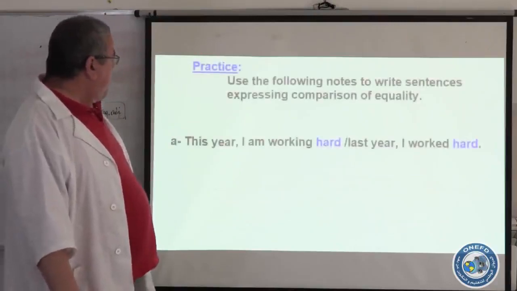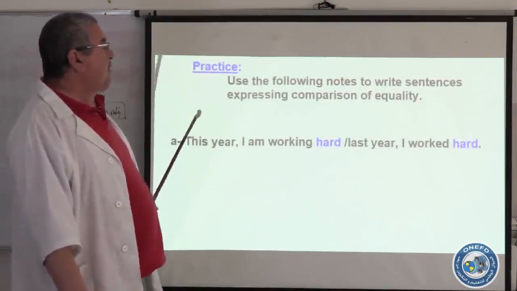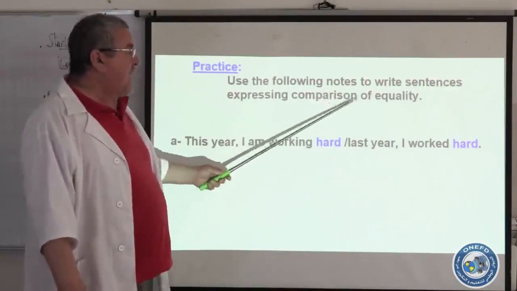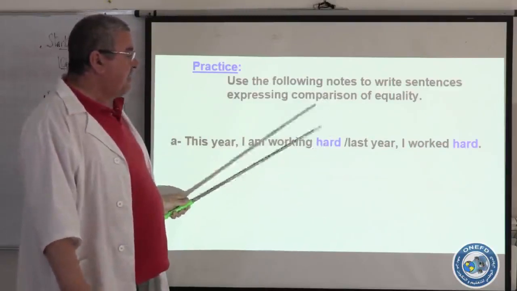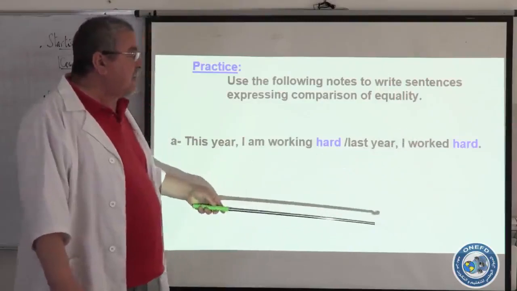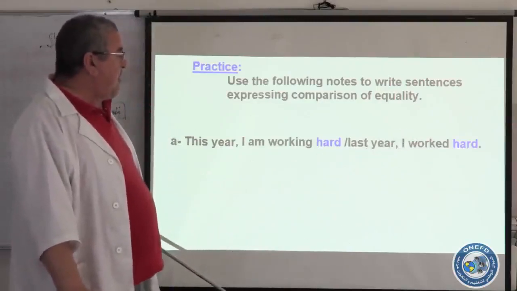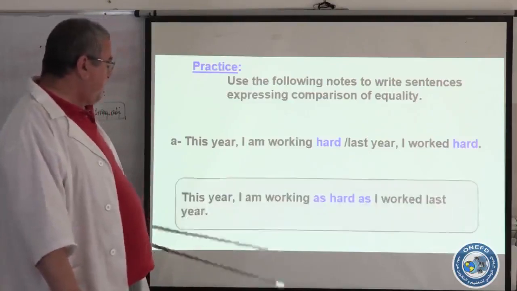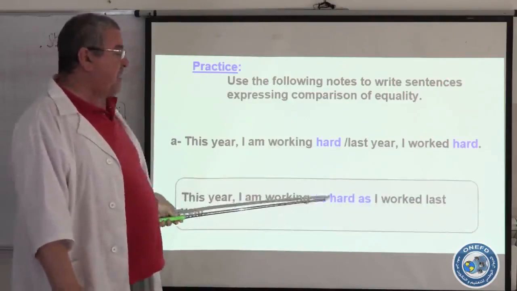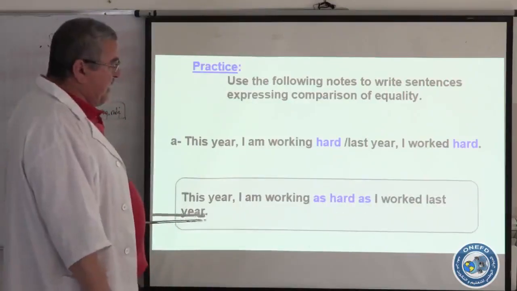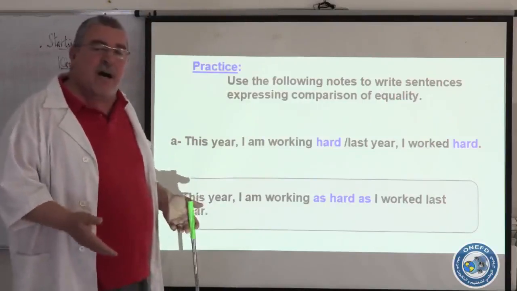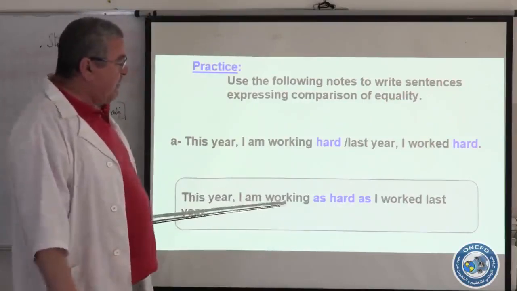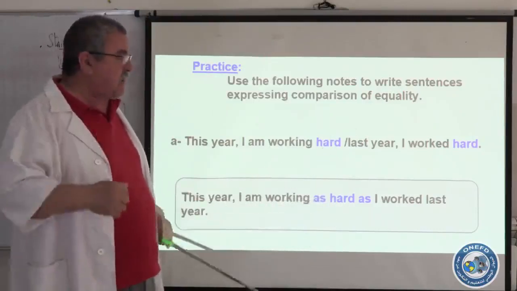And we have an exercise here. Use the following notes to write sentences expressing comparison of equality. This year, I am working hard. Last year, I worked hard. So, how are you going to express equality? This year, I am working as hard as I worked last year. That is to say, last year I worked hard, and it is the same for this year. I am working hard, and this is why we say this year I'm working as hard as I worked last year.